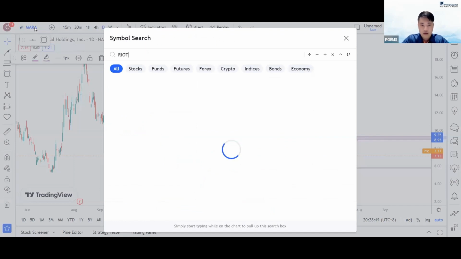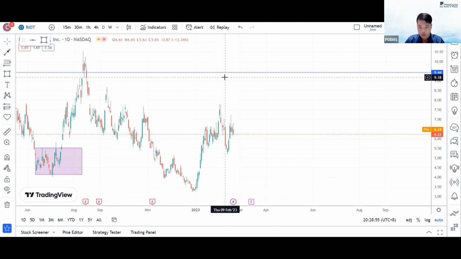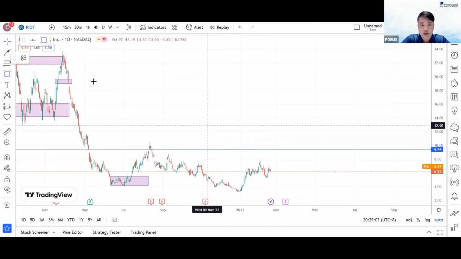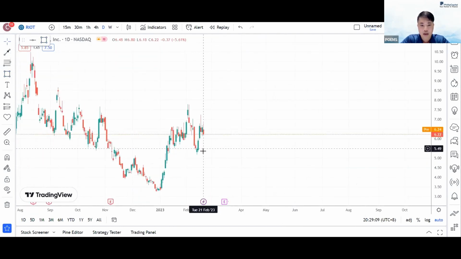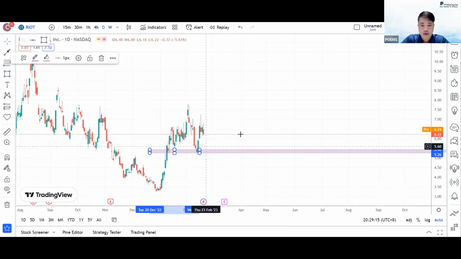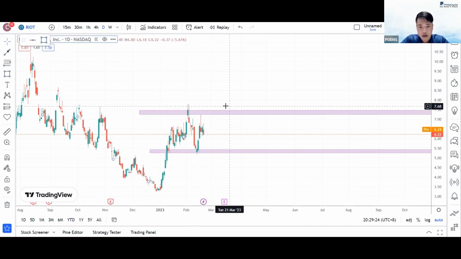Then next would be Riot. Very similar to Mara, the immediate trend is also constant bearish. If you look at it, it is range bound. Immediate support will be around 5 to 5.5, and immediate resistance will be around 7 to 7.5. So same thing, highly dependent on the data 2 days later at 9:30 p.m. SGT. What would be the PCE price index data?